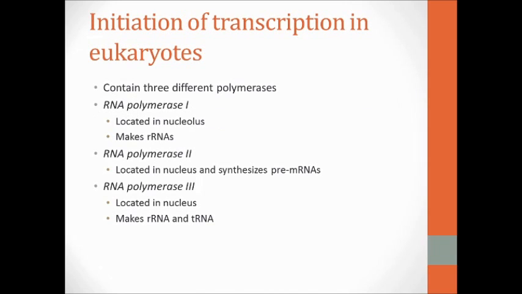In eukaryotes, this process is a little bit different. There are 3 different RNA polymerases, RNA polymerase 1 through 3. The first one is located in the nucleolus and helps to make rRNA. RNA polymerase 2 is located in the nucleus and synthesizes pre-mRNAs. And RNA polymerase 3 is located in the nucleus as well, and it makes rRNA and tRNA.